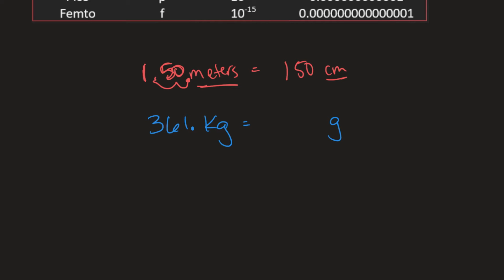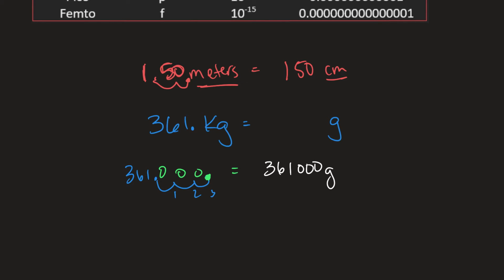In this case, we're going to move it towards the right. So 361, here's your decimal, 1, 2, 3. We moved it 3 times, and here's our new placement of the decimal. Any empty spots, we add zeros. So in this case, the answer would be 361,000 grams.